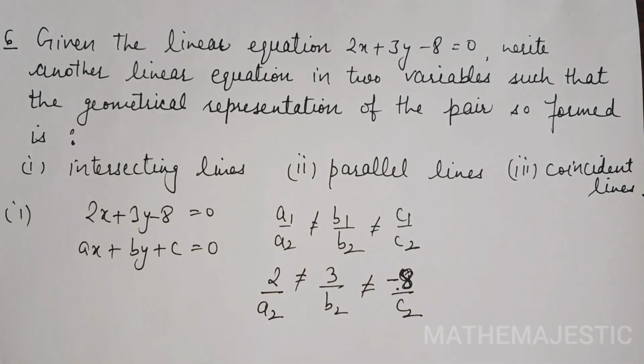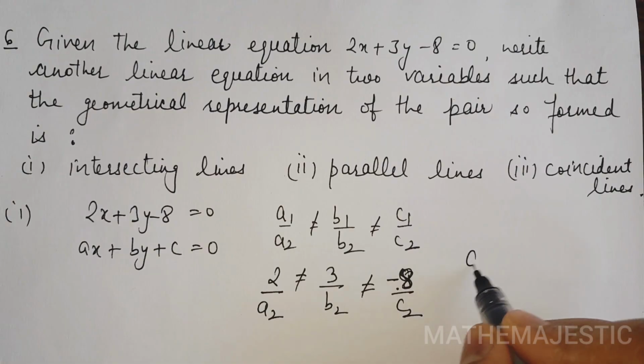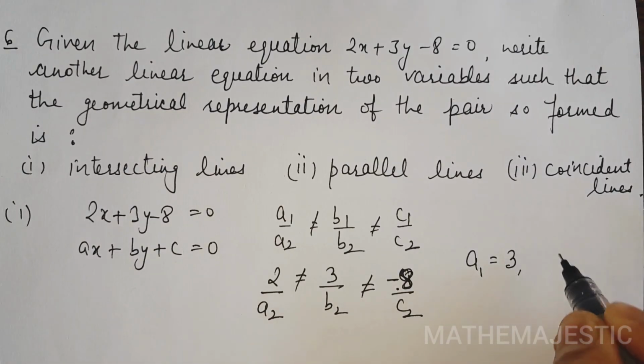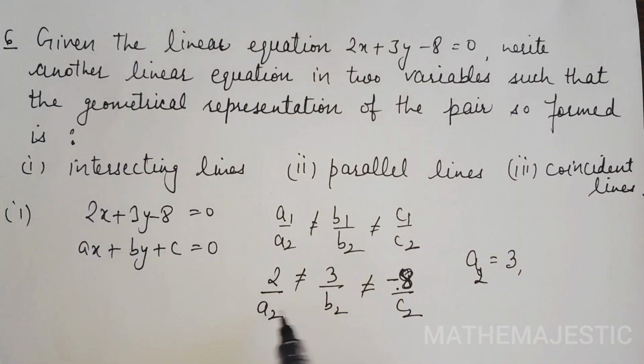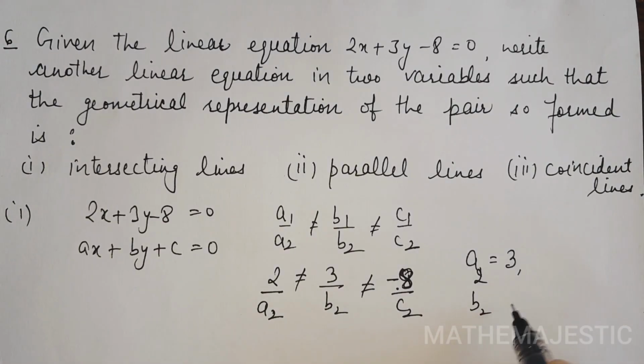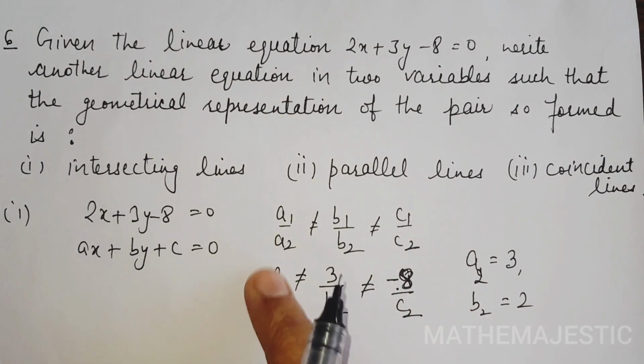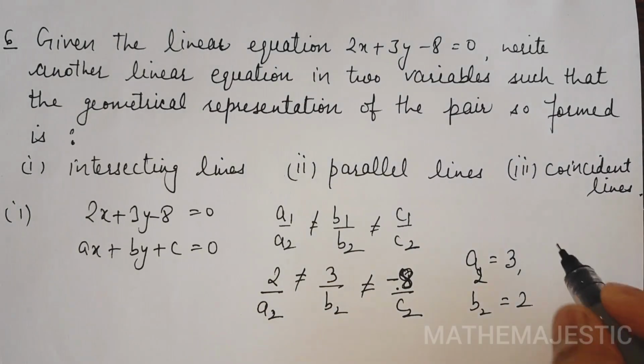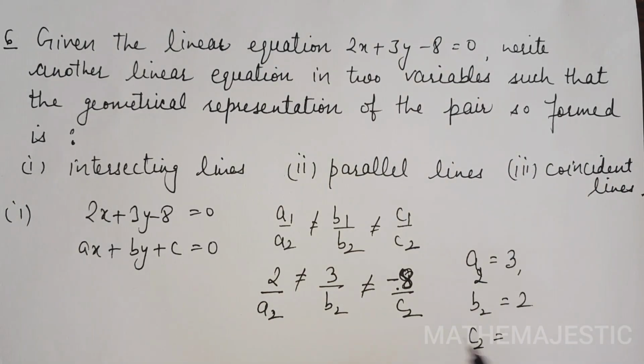So you can take any value here. Suppose you take a2 as 3, then 2 by 3 is formed. Suppose you take b2 as 2, then it will become 3 by 2. 2 by 3 is not equal to 3 by 2 obviously. And suppose you take c2 as 10, then it is minus 8 by 10, that means minus 4 by 5. So all the ratios in that case will not be equal.